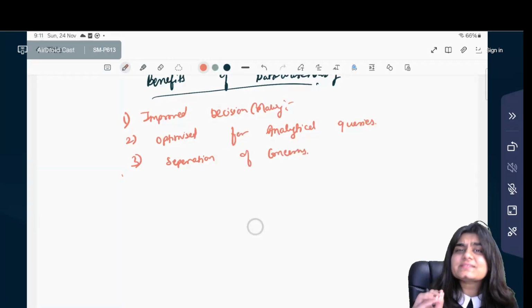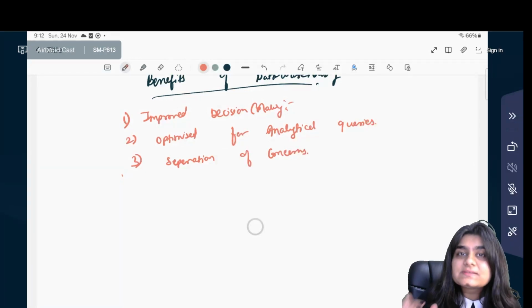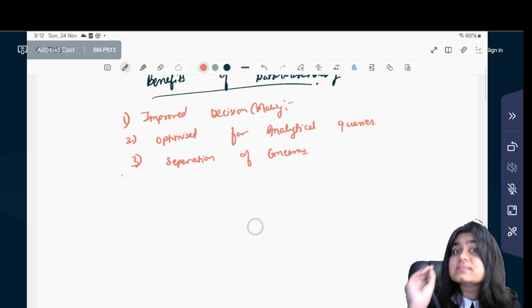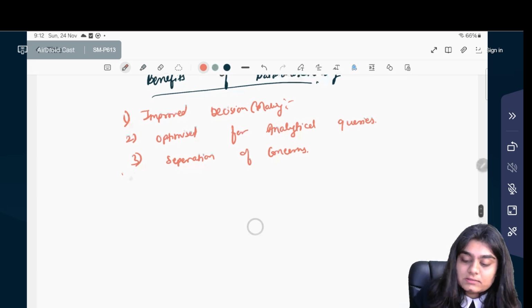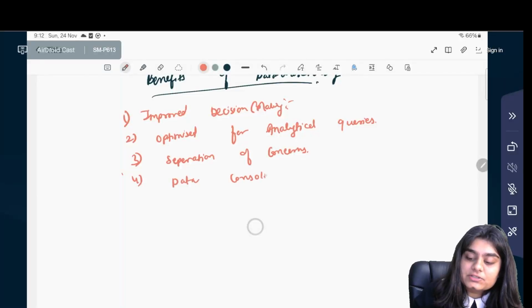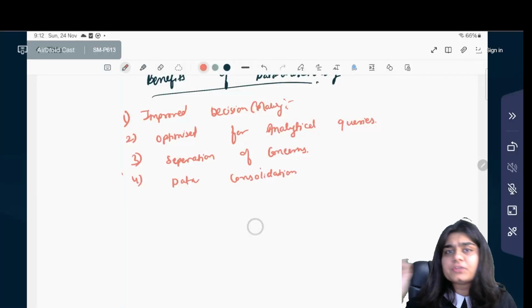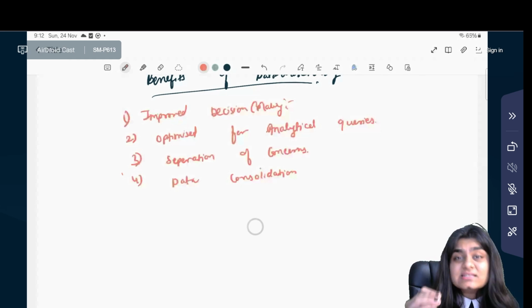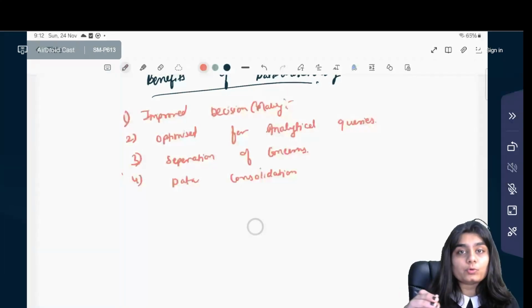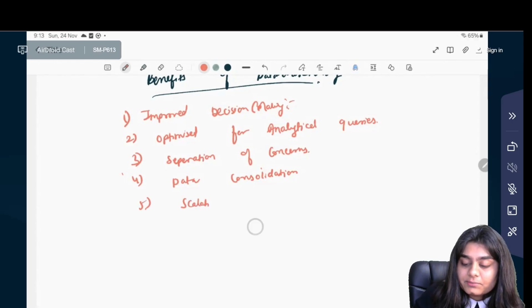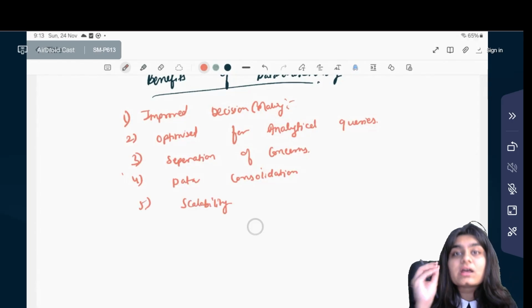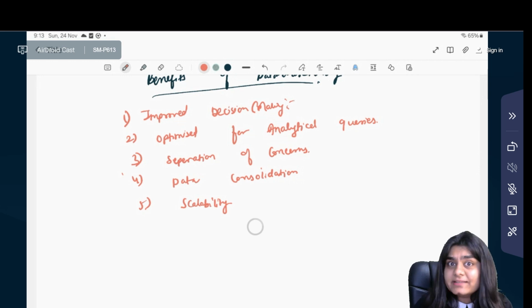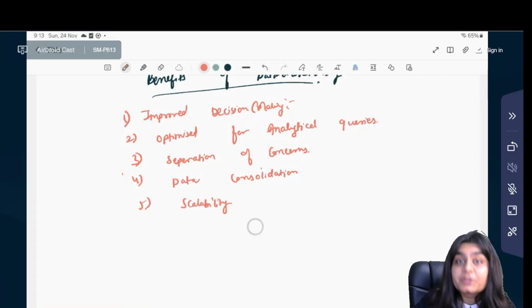By having dedicated system for analytics, OLTP system remains unaffected by the load generated by complex queries. Fourth is data consolidation. All data from different part of the business can be combined into single source of truth, making it easier to generate comprehensive reports. And fifth is scalability. Data warehouses are built to scale horizontally and can handle massive amounts of data, making them suitable for large enterprises.